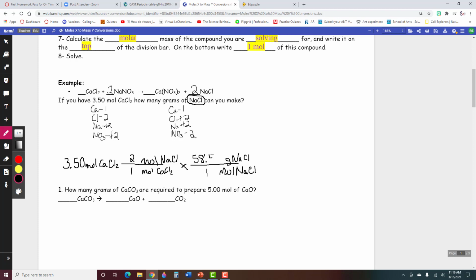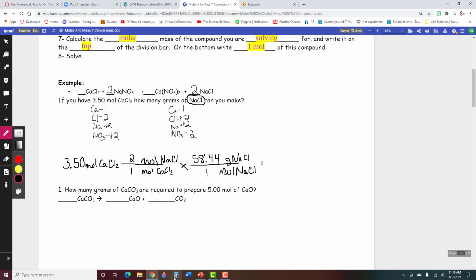58.44. Alright, now I am done and I am ready to solve. So here is how you solve these problems, just like before. Don't complicate this. Multiply by the top, divide by the bottom. Always. It's always going to be that way.